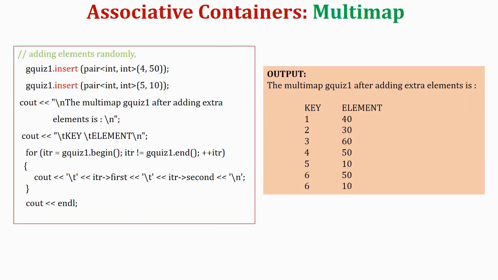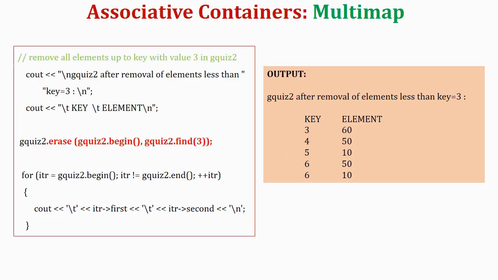Next, we are adding the new elements randomly. For example, key 4 and value 50. Next, key 5 and value 10. We are inserting randomly, but what is the beauty of this concept? It will order the elements automatically, and then it will insert them in the particular places. For example, see 4, 50, then 5, 10. First the order, then it will display here.